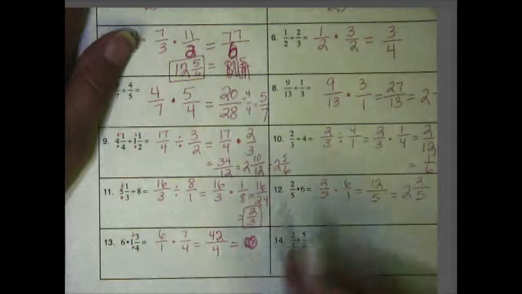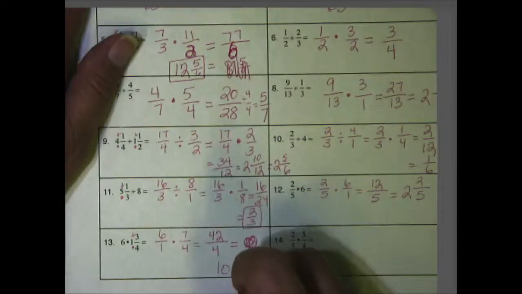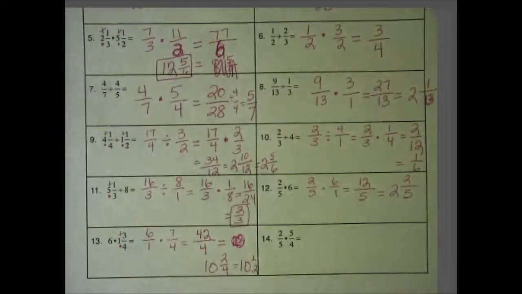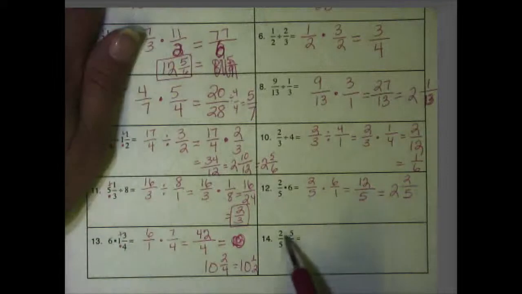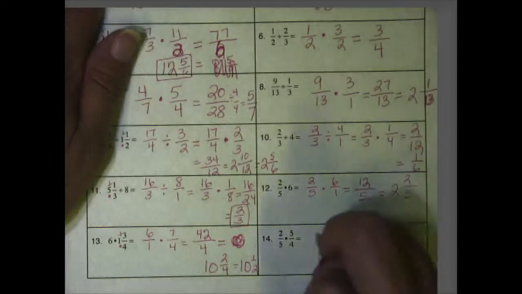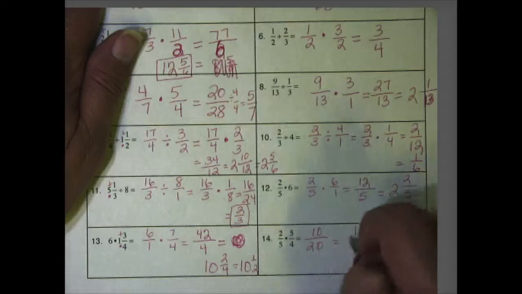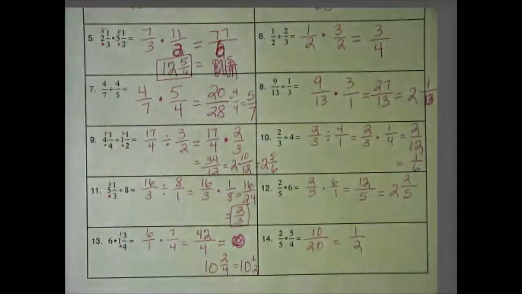So 4 goes into 42 10 times with 2 left over. And when I simplify it, I get 10 and 1/2. All right, number 14 goes back to a simple multiplication of fraction problems where you multiply across. 2 times 5 is 10, 5 times 4 is 20, and then simplify it to 1/2.